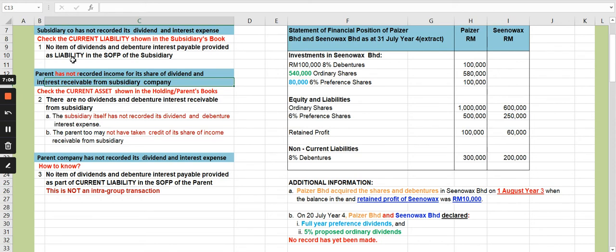When the subsidiary itself in number 1 has not recorded the dividend and debenture interest expense, the parent too may not have taken credit of its share of income receivable in the form of dividend and interest from the subsidiary. So if the parent does not invest in the preference shares, does not invest in the 8% debenture, simply there is no share of preference dividend and debenture interest. But in this situation, the parent invested in all 3 financial instruments.